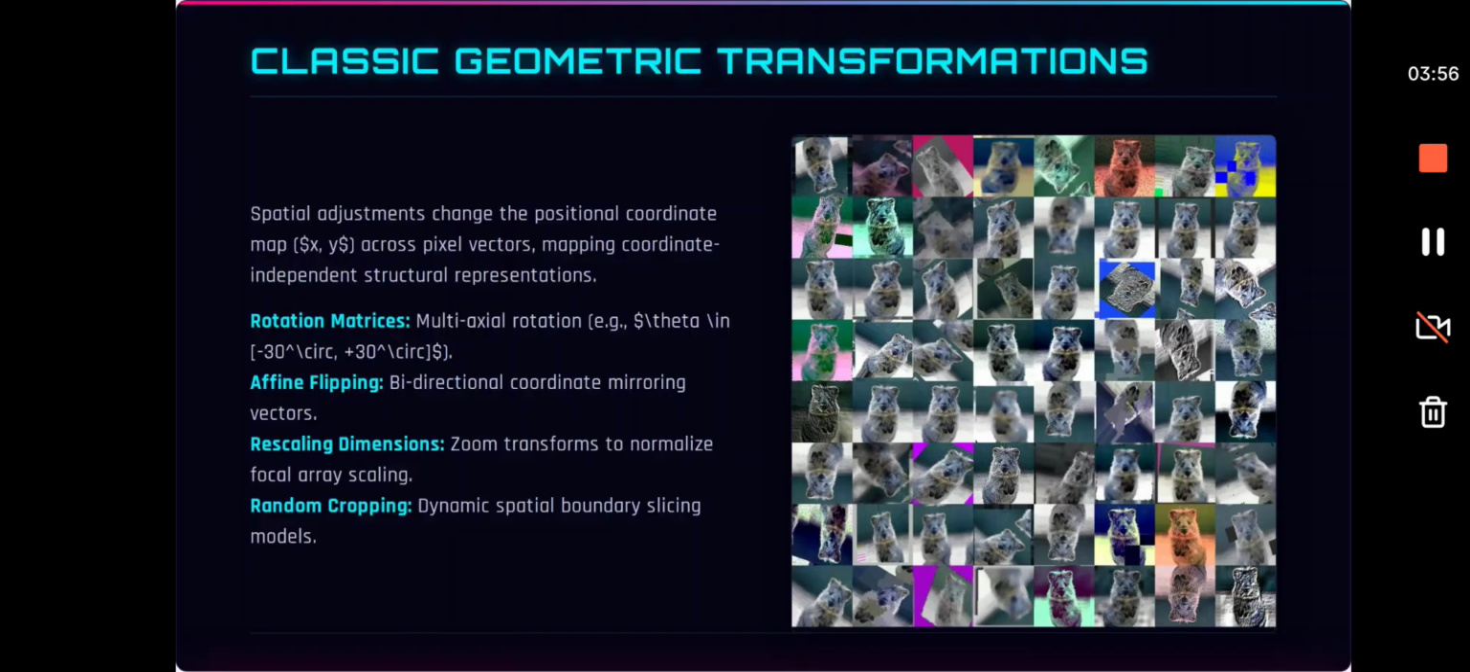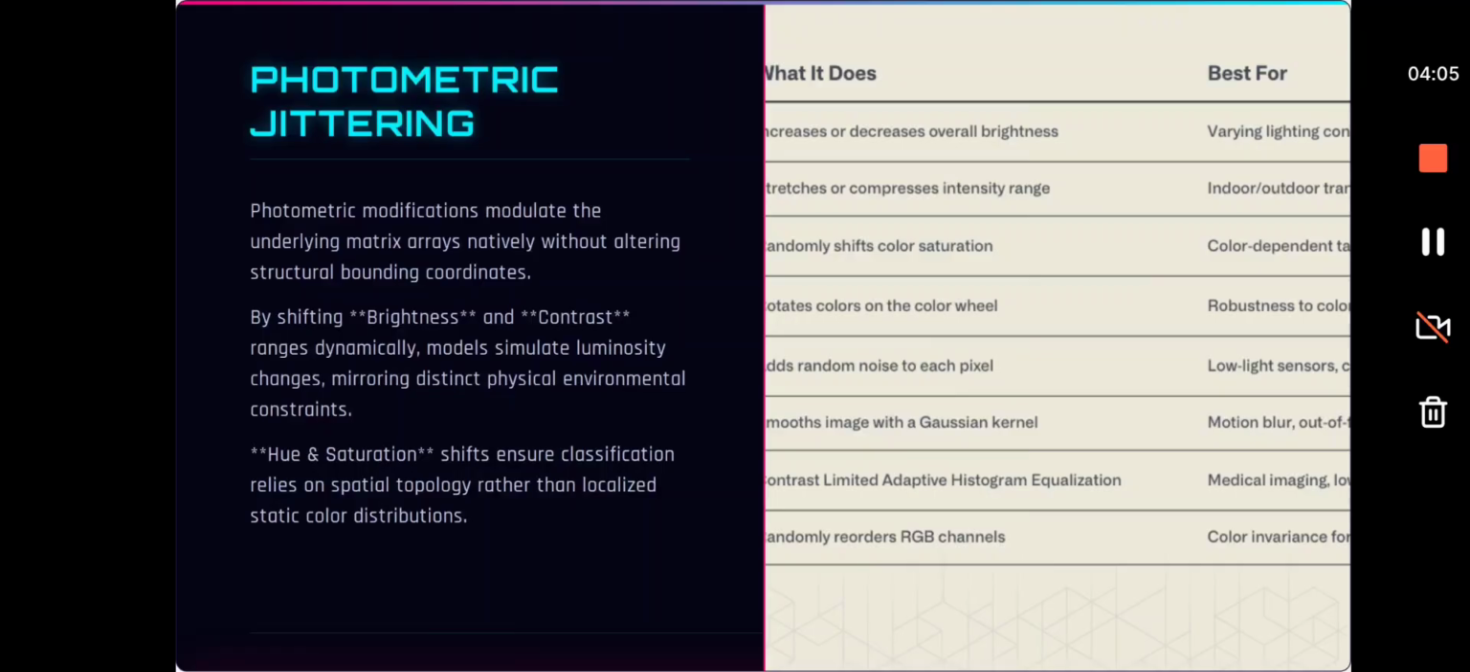Along with the spatial transformations, we also use photometric modifications to improve model robustness. Photometric changes alter the color and light properties of images. Brightness adjustment helps the model handle different light conditions. Contrast adjustment changes the intensity level in the image. Hue and saturation changes help the model understand different color variations. Noise injection adds small disturbances to the image so the model becomes stronger and more stable. This technique helps the deep learning model work better in real-world situations.